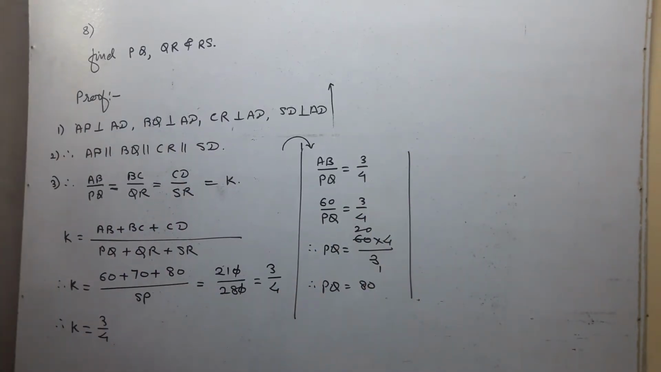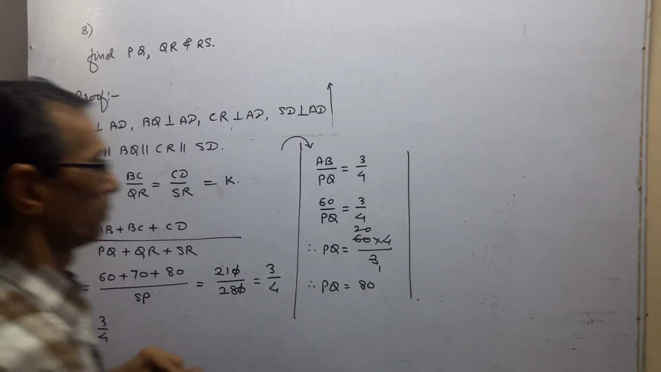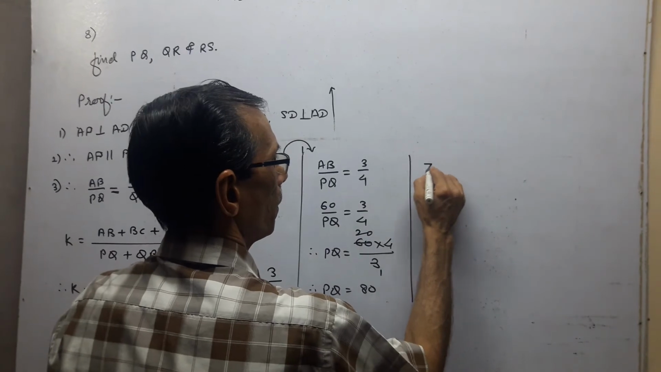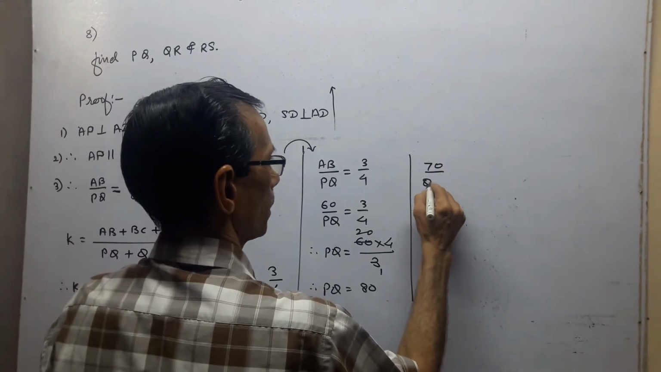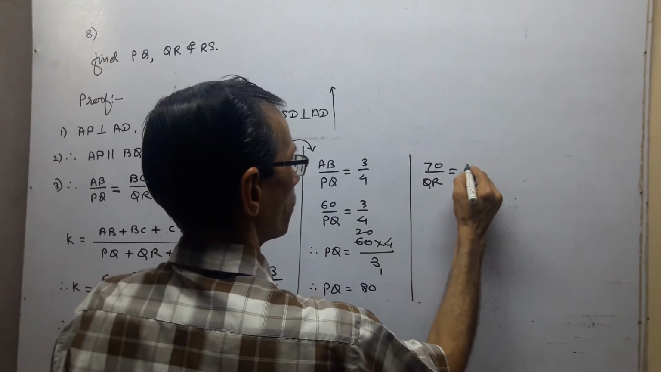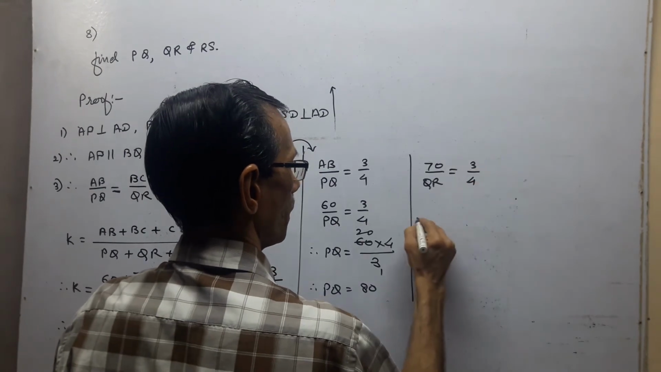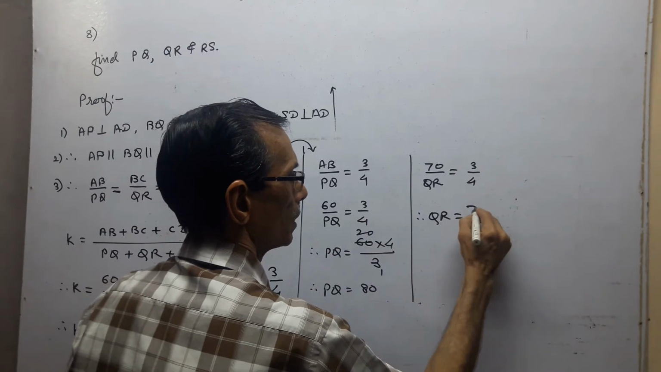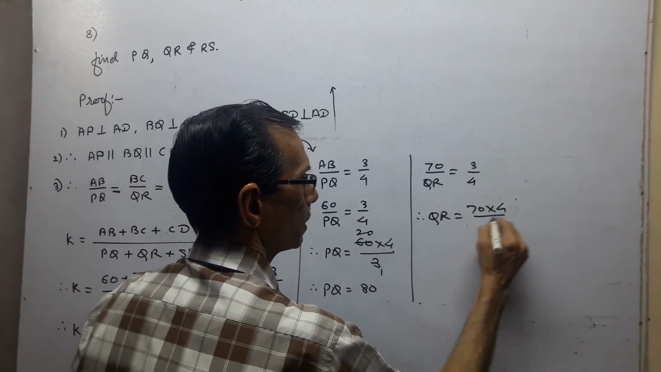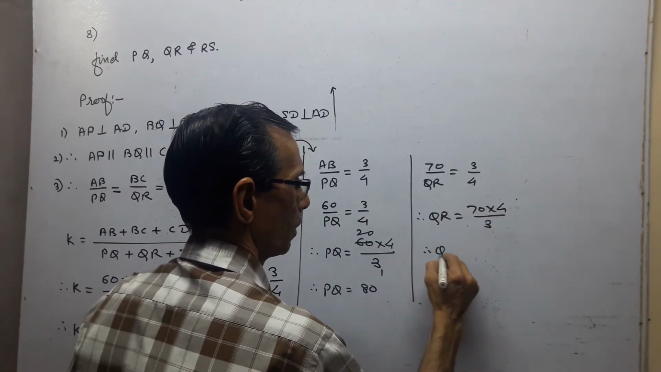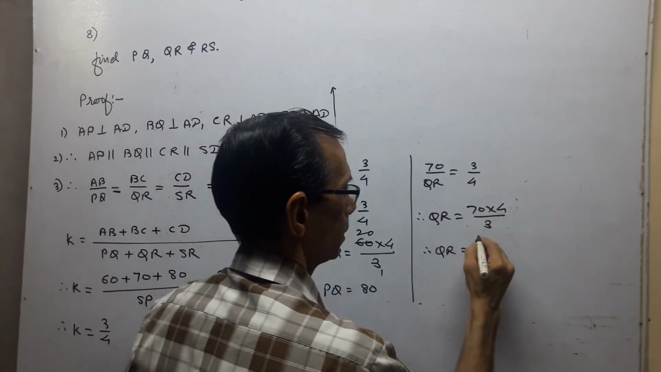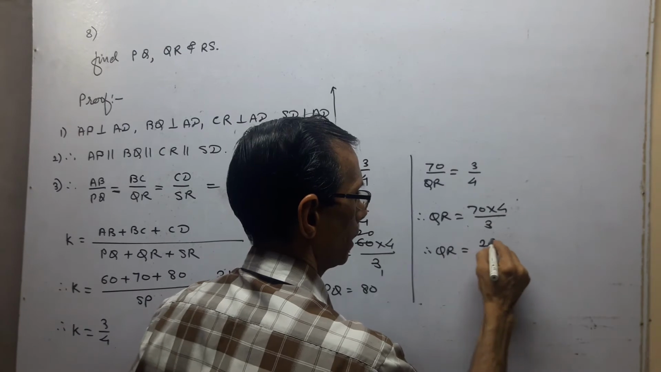Similarly, BC upon QR is equal to K, and K is equal to 3 upon 4, so BC is 70, so 70 upon QR is equal to 3 upon 4, and therefore QR is equal to 70 into 4 upon 3. Here we cannot divide by 3, so 7 into 4 is 28, so QR equals 280 upon 3.